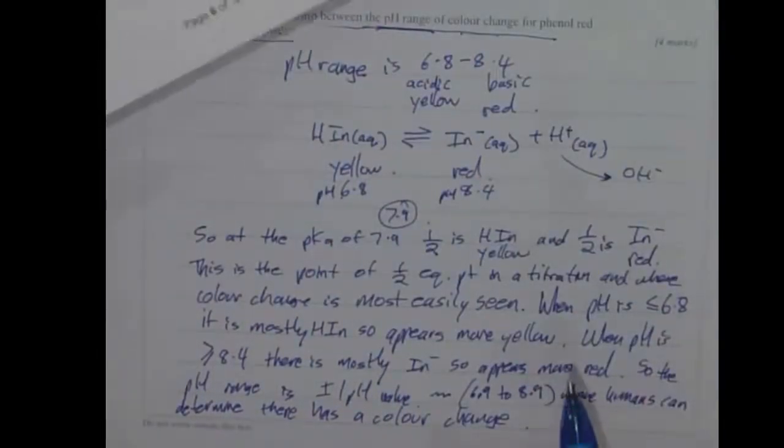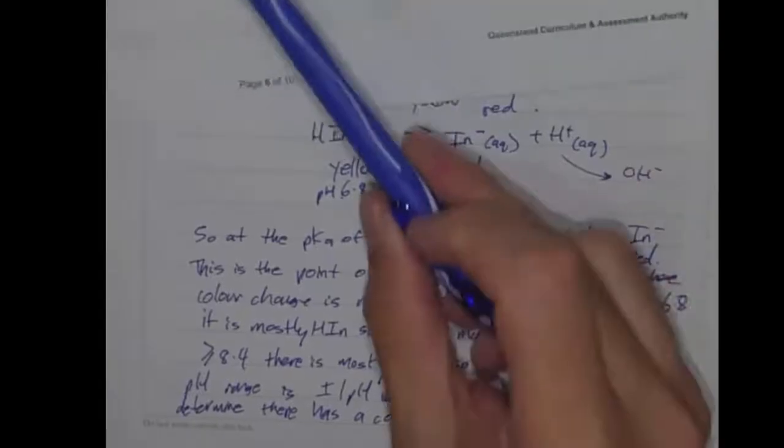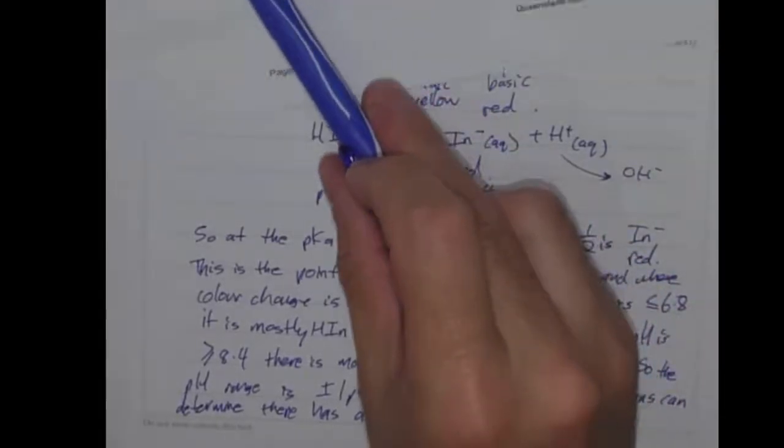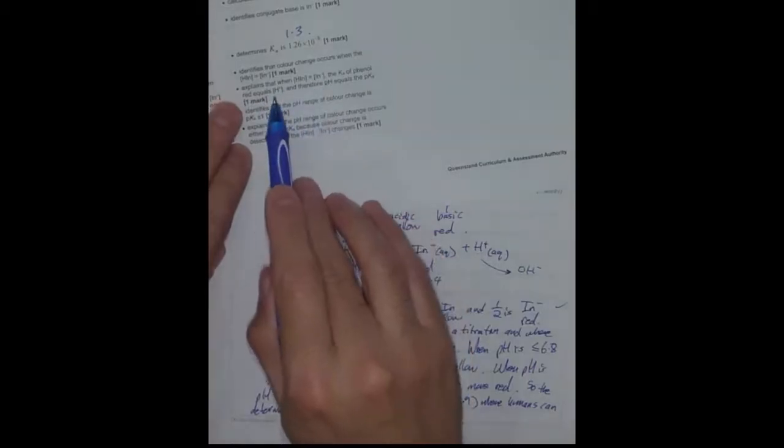4 marks is a bit crazy. How did we go? Identifies color change occurs when they are equal. I did say that. Where did I say that? Half and half. They better give that to me. I said it in a different way. Explains that when the phenol red equals H plus, their pK equals pK. I said that with the half equivalence point.